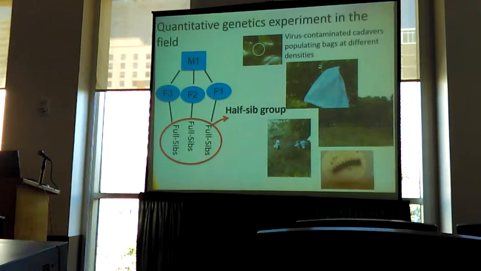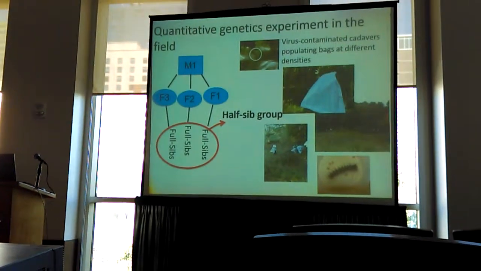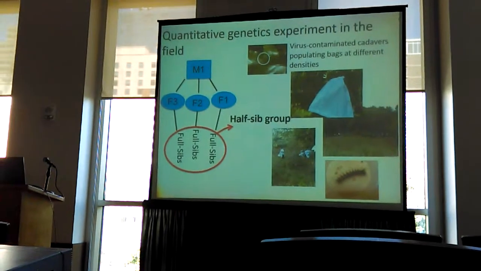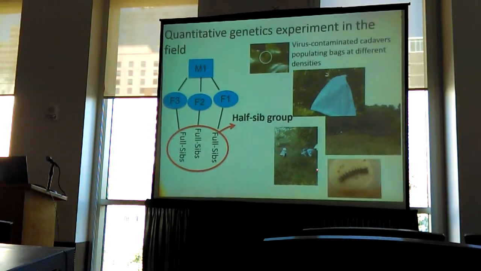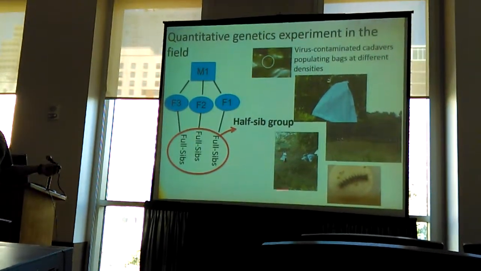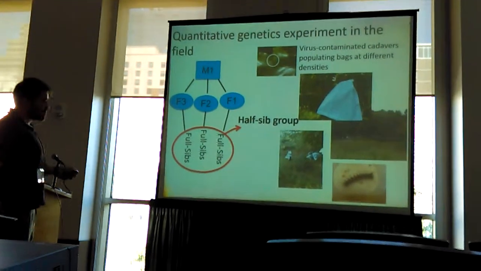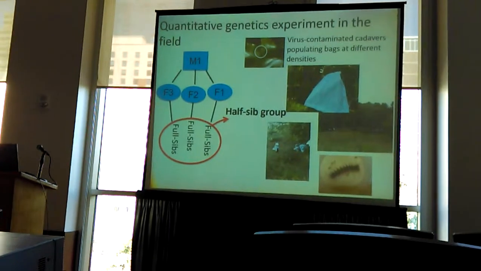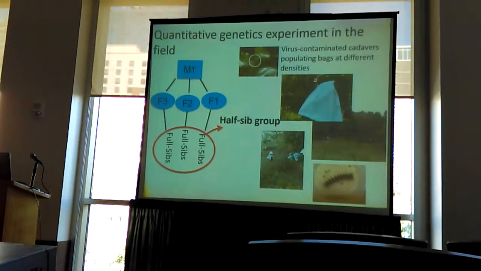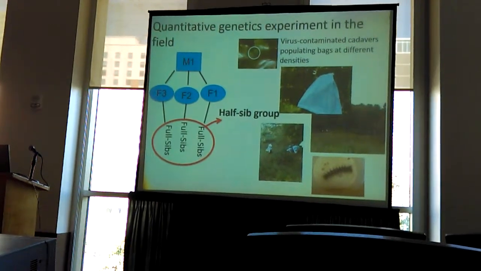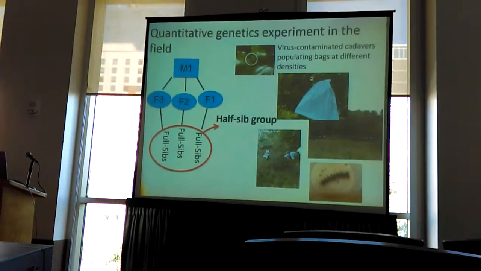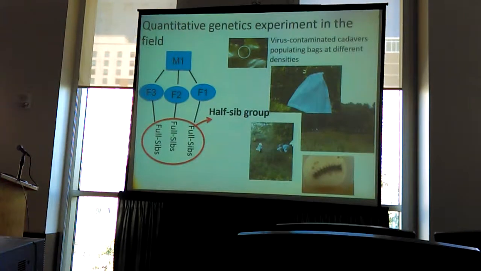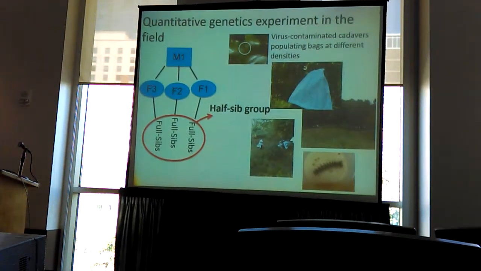You then introduce healthy individuals into that bag. You let them feed on those leaves for about 7 days. And then you get your friends, your families, and their friends to help you bring those bags back to the lab so you can monitor who survived and who died from the virus. And so from here, we can actually estimate the variance among the half-sib groups to get this genetic effect.